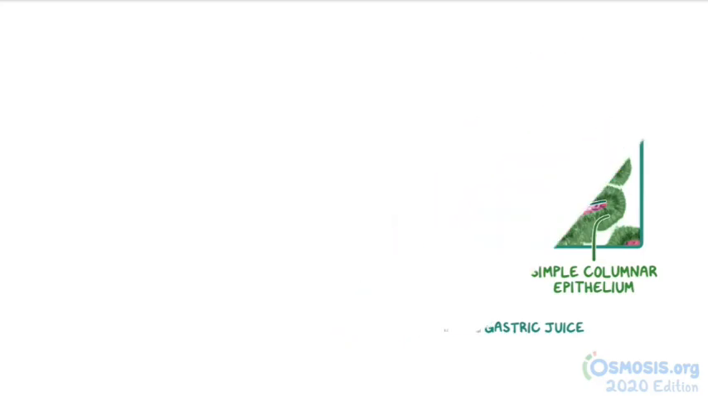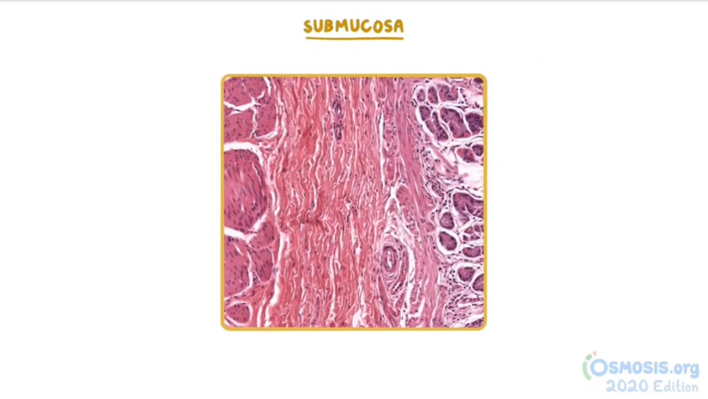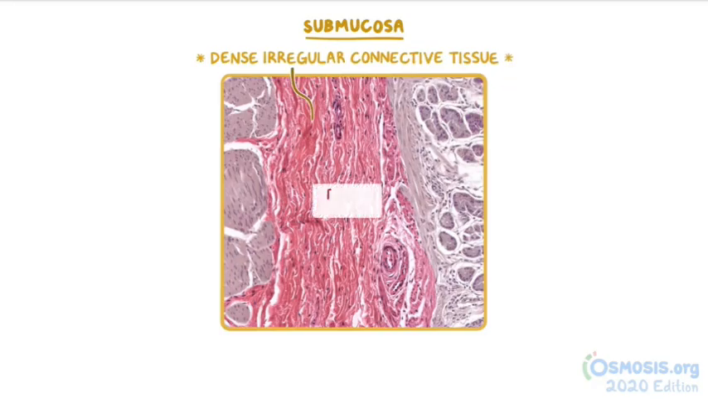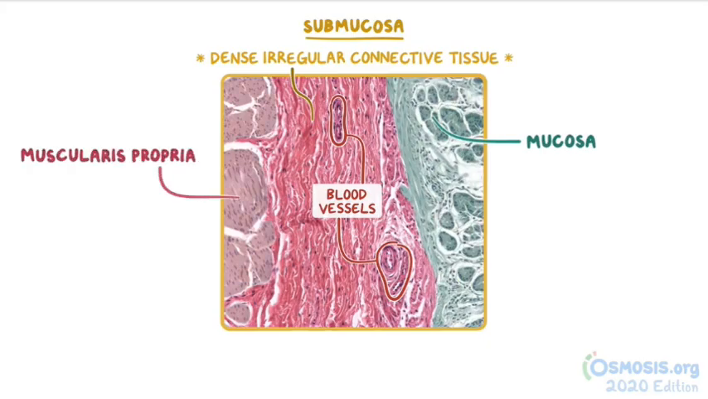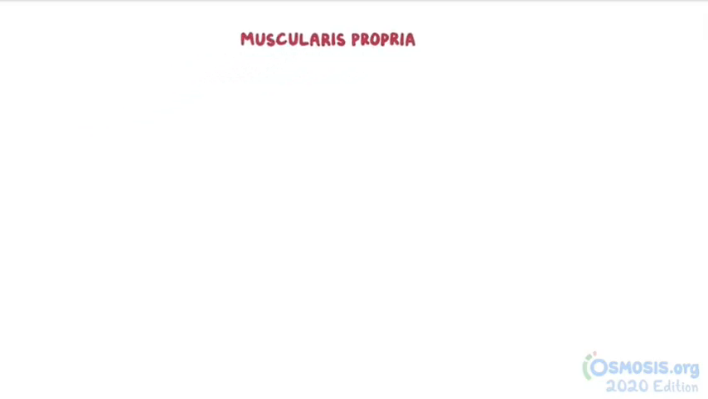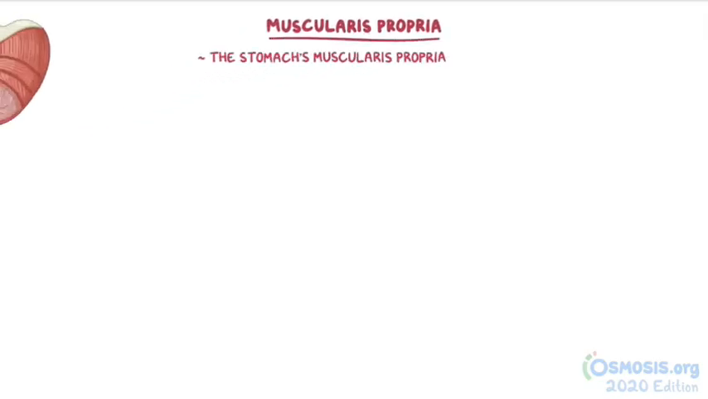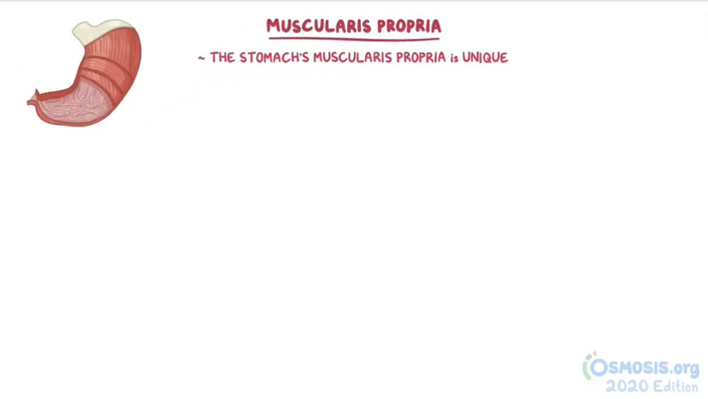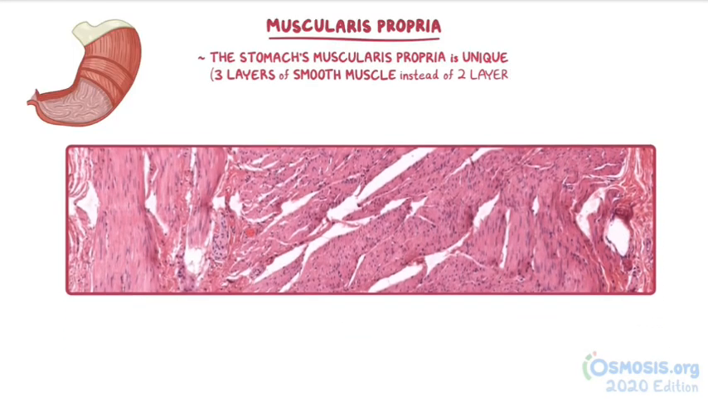The next main layer of the cardia is the submucosa, which consists mostly of dense, irregular connective tissue, but also contains larger blood vessels like the ones we can see in this image. On the right of this image, we can see a portion of the overlying mucosa, and on the left is a portion of the next main layer called the muscularis propria. The entire stomach's muscularis propria is unique when compared to the rest of the GI tract, because it has 3 layers of smooth muscle instead of only 2 layers.